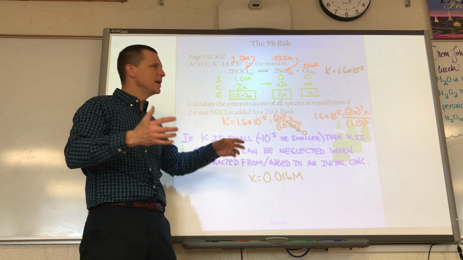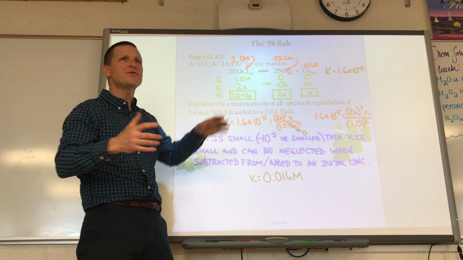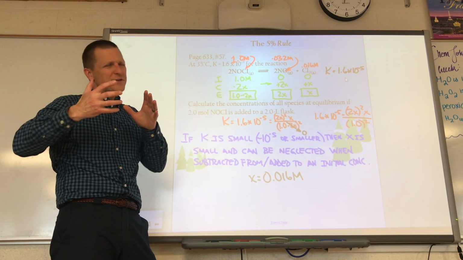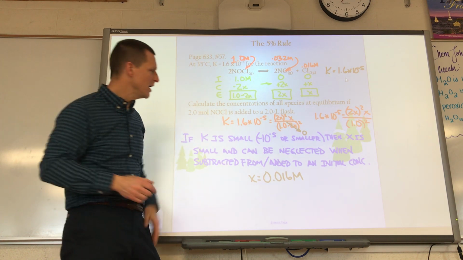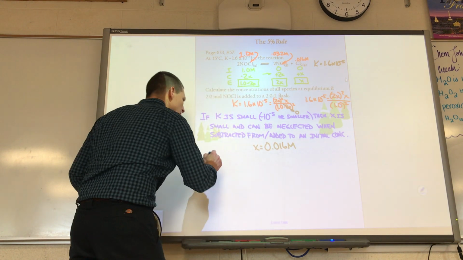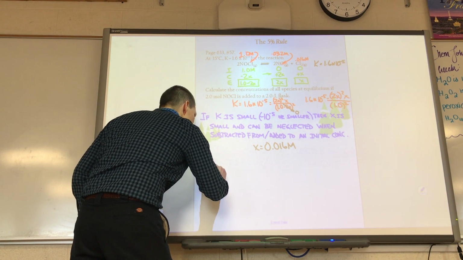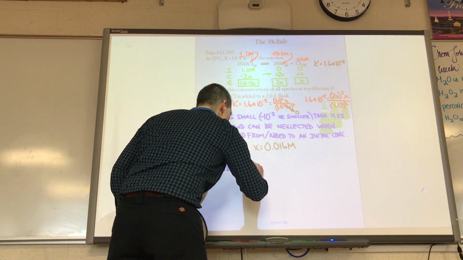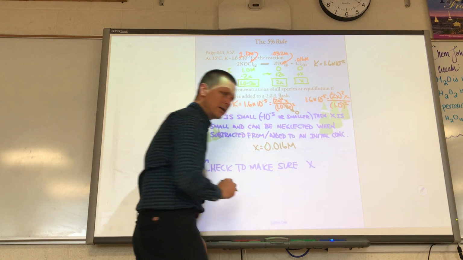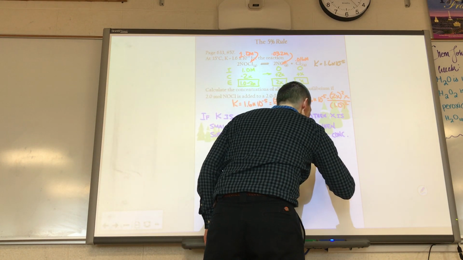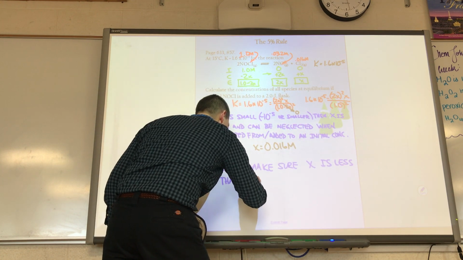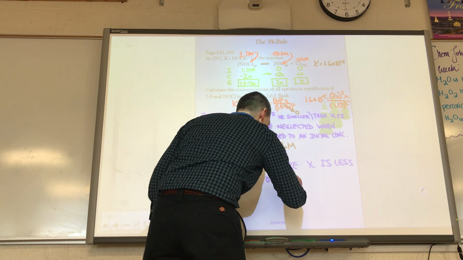Now, we do need to make sure this is only a valid estimation if the x term is less than 5% of what the initial concentration was. You do have to check that because we don't want to estimate too far. So if it's a 5% estimation or less, then it's fine. So I'm going to add one more thing to the end of this, and that is: check to make sure the x that you get is less than 5% of the original concentration.